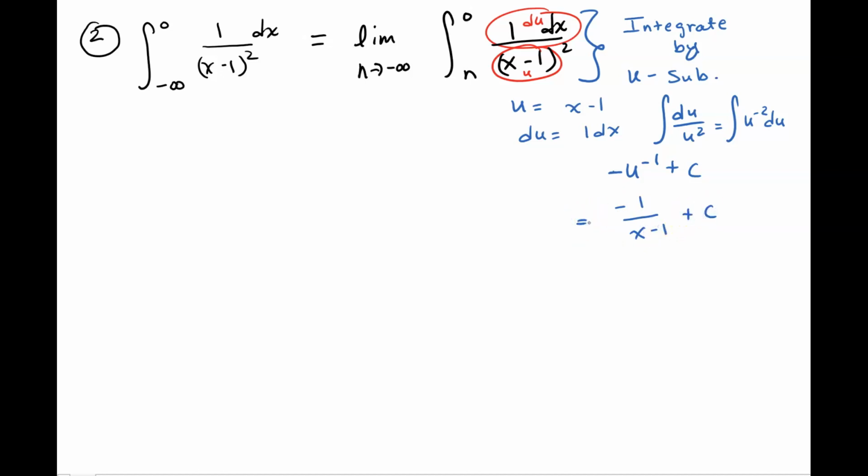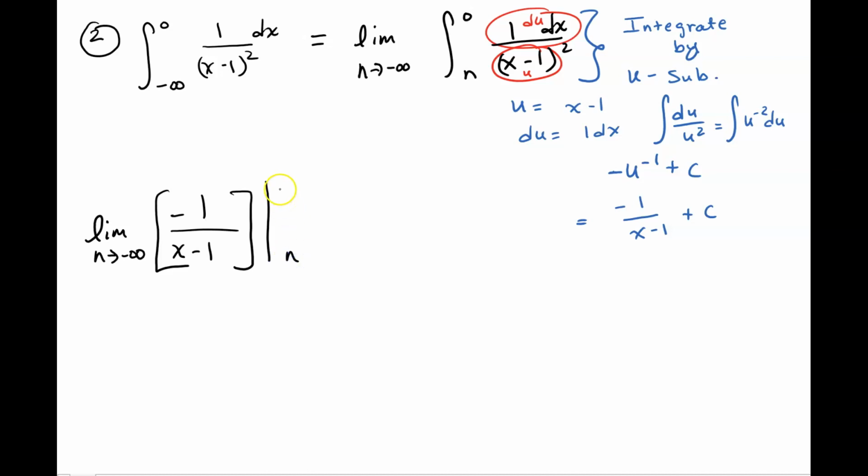That's what it would boil down to if we were doing an indefinite integral, but this one is definite. So we're going to use that result to now take our definite integral, our improper integral, if you will, and figure that one out. So we've got negative 1 over x minus 1. That's what we're working with, and we're going to evaluate this from n to 0.